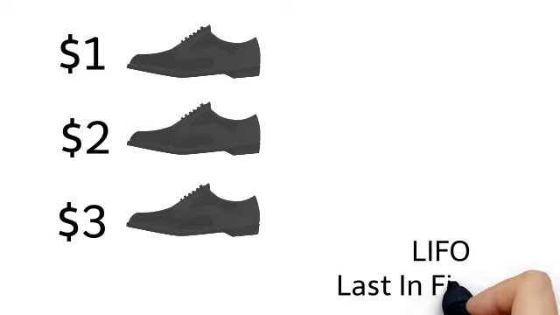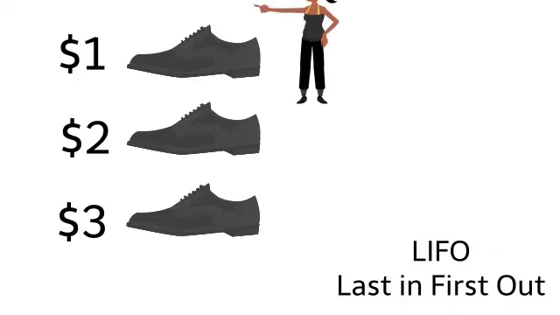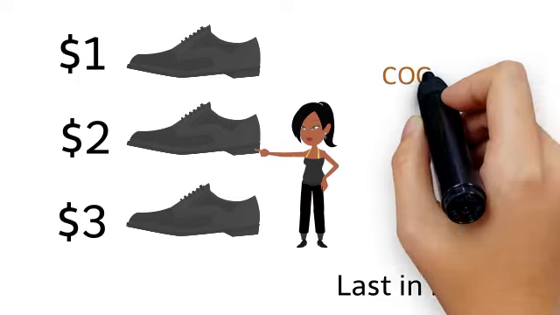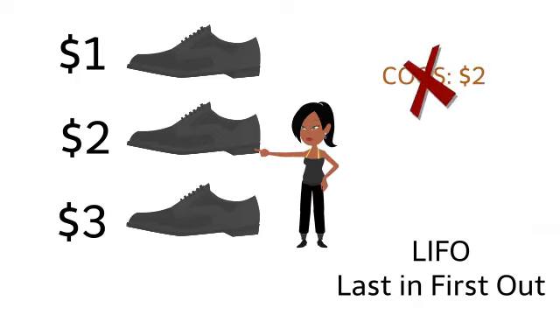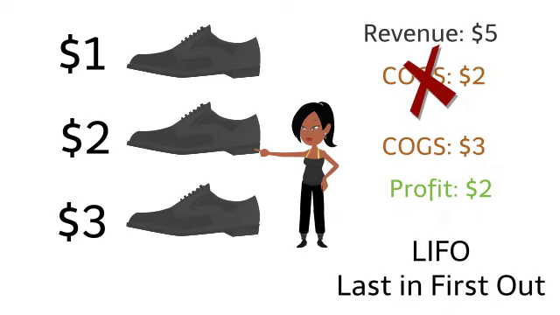Now let's look at LIFO, last in, first out. We assume that whatever we bought last is the first to be sold. So even though our customer buys the second batch of shoes, our COGS is not $2 because again, we do not care which shoes she took. We assume she took the last batch at $3, so therefore our gross profit is $2.